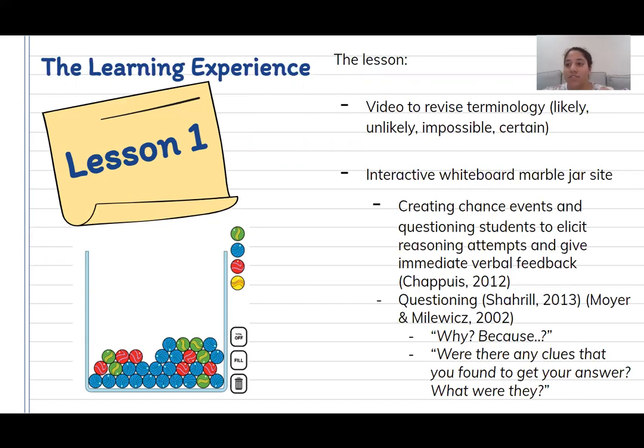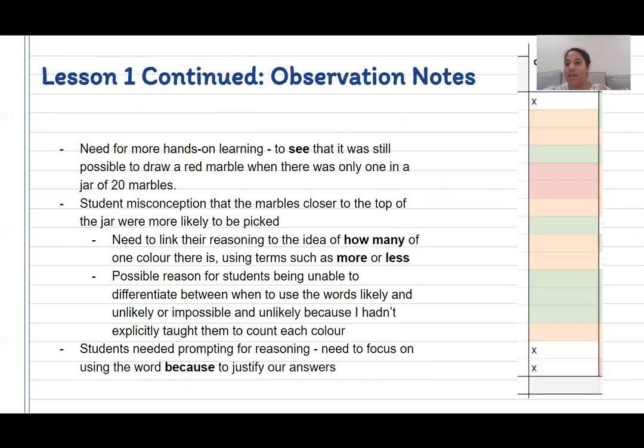Before that, students watched a video that revised the terms that they needed to use. The Marble Jar interactive site was engaging. It was a whole class experience, and it allowed me to create a really wide range of scenarios and then question students on the answers that they gave. Due to this being largely driven by myself, though, the informal formative assessment for learning was just based on observation and names on sticky notes that I could jot down as well.